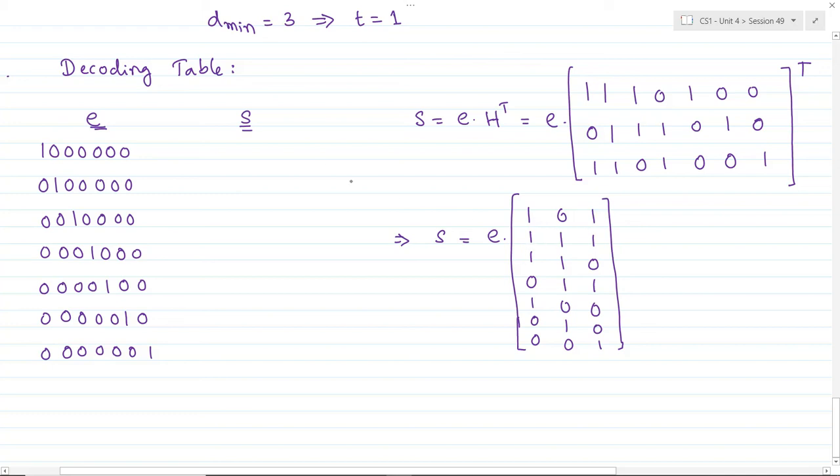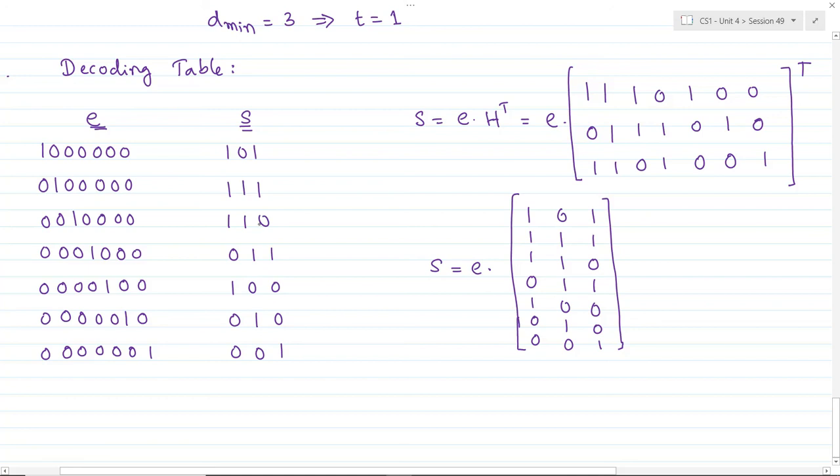This is our syndrome calculation. The first row of H transpose is 1, 0, 1. The second row is 1, 1, 1. The third row is 1, 1, 0. This is 0, 1, 1, then 1, 0, 0, 0, 1, 0, and 0, 0, 1. So we have got 1, 2, 3, 4, 5, 6, 7 combinations of the syndrome.